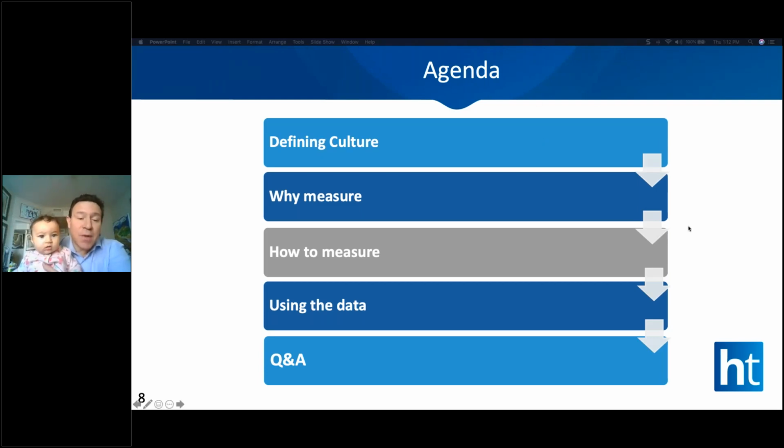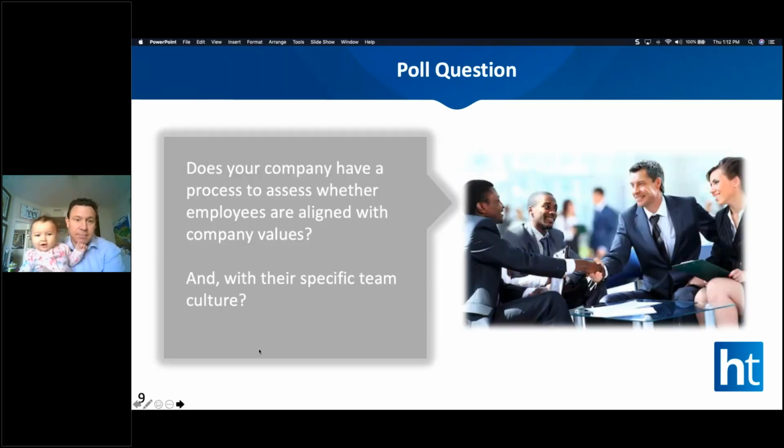So today we're going to cover defining culture, why you should measure culture, how to measure culture, and using that data to help your company perform better. And then we'll finish with a Q&A.